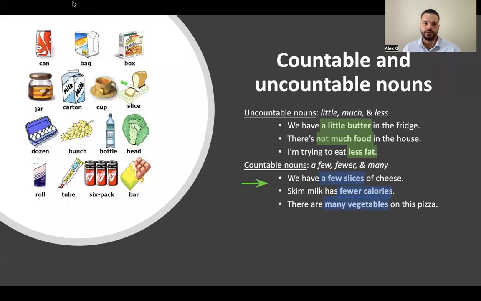And it also goes in order, from least to most, kind of a comparison, and maybe you could say a small quantity, right? So a few, maybe 3 or 4, fewer is less, and many is a lot, okay? So make sure to practice the difference between uncountable and countable nouns.